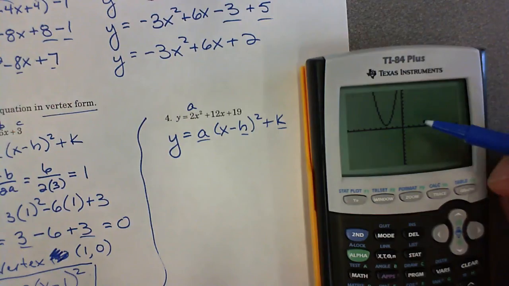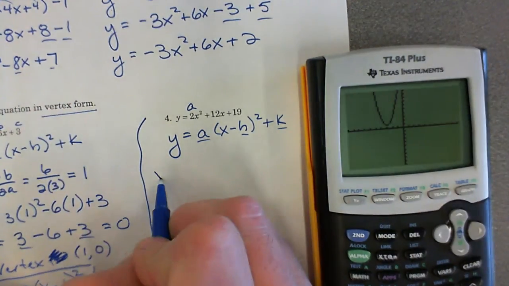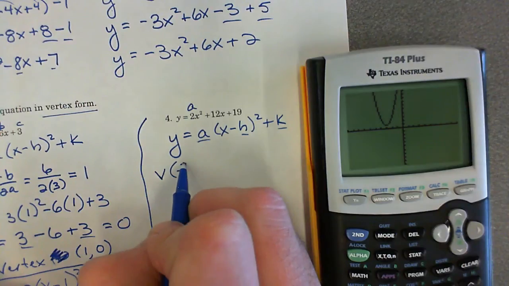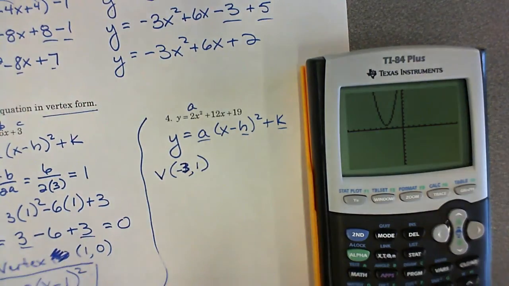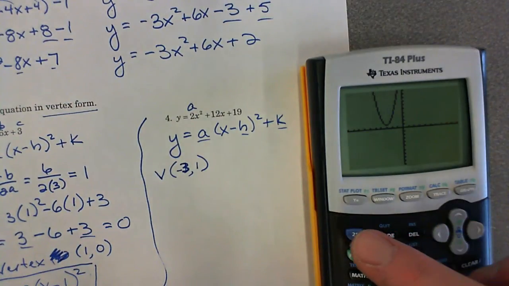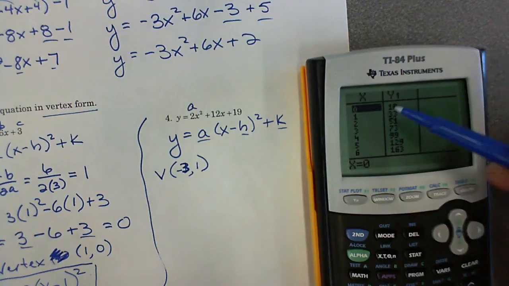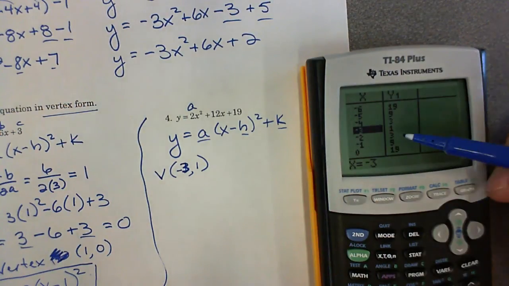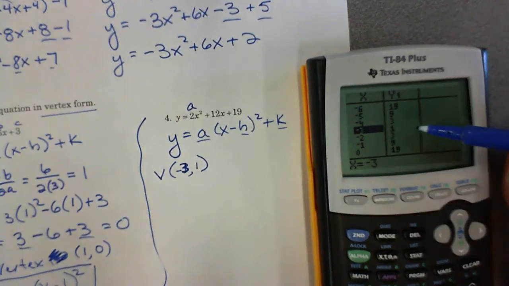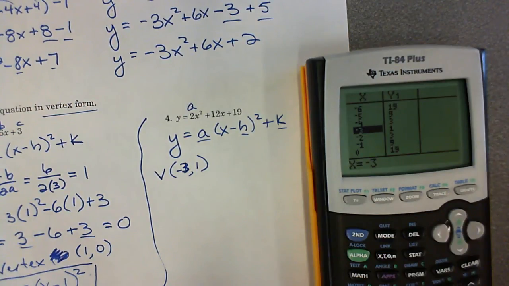That looks like the vertex is approximately negative 3, 1. So let me check to see if negative 3, positive 1 is the vertex. Well, you can verify that on the table. So second graph, go to the table and try to put your vertex in the middle of the chart. Okay, so now it's in the middle. Is that truly the vertex? Well, look at what happens on each side. You have a 3 on each side, then a 9 on each side, then a 19 on each side. That must be the vertex.